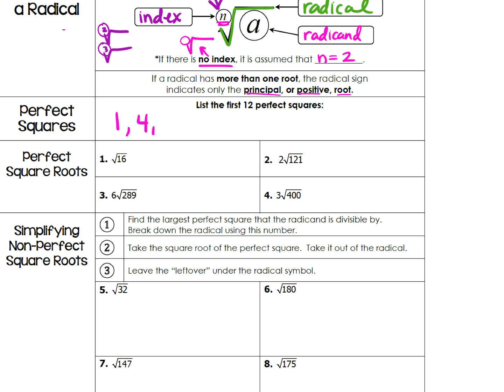What's the next perfect square? 4. The next one? 9. 3 times 3 is 9. 4 times 4 is 16. 5 times 5 is 25. 6 times 6 is 36.